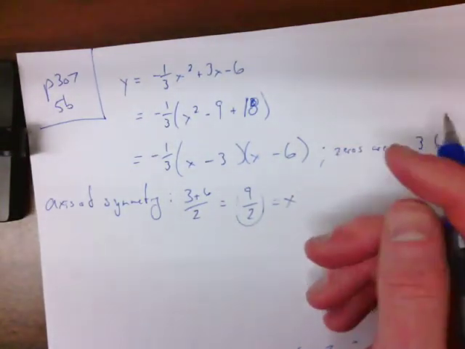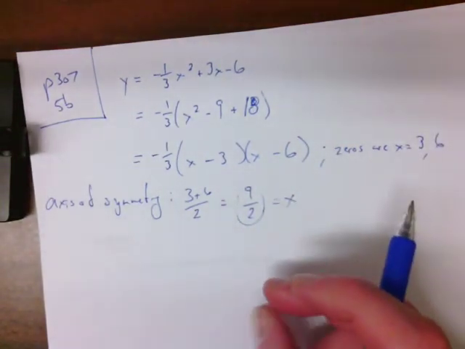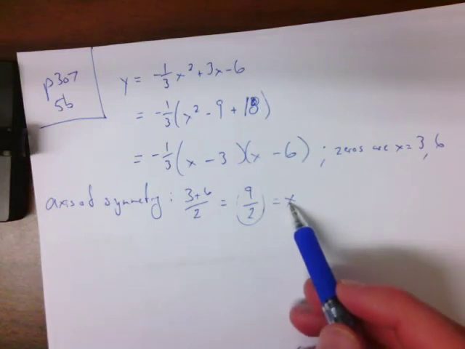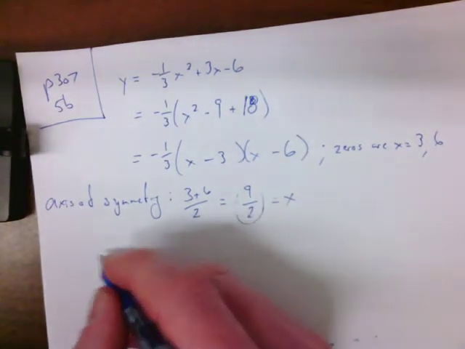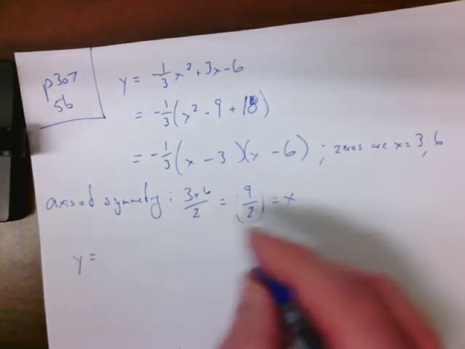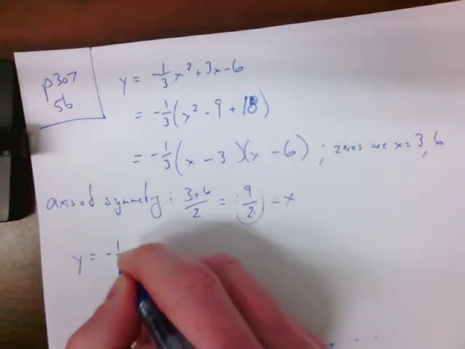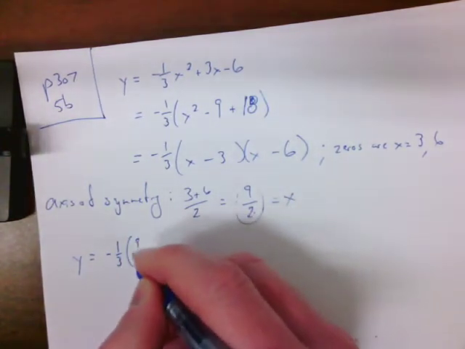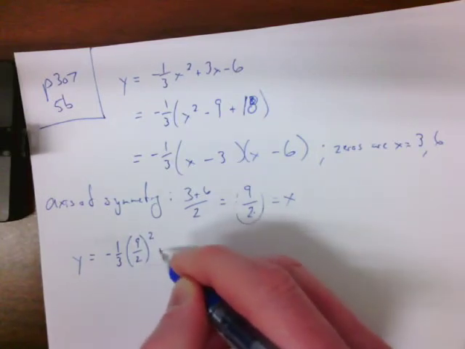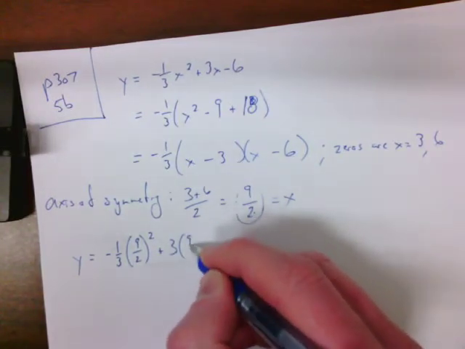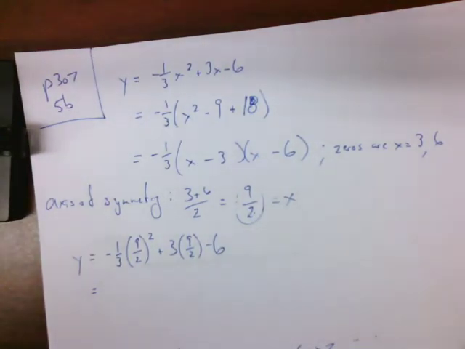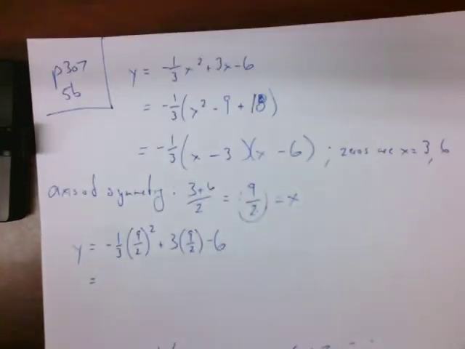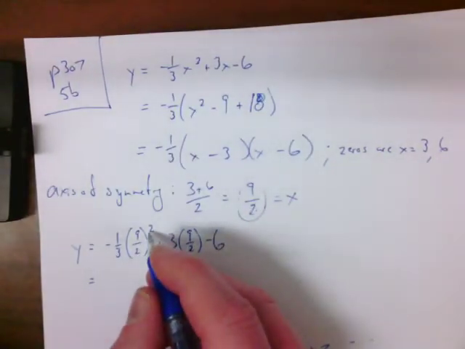And the coordinates of the vertex of the graph of each quadratic function. So the x value of the vertex is 9 over 2. What's the y value? Well, y equals, so we plug this in for all x values. Negative 1/3 times 9 over 2 squared plus 3 times 9 over 2 minus 6. So that equals, I didn't give myself enough room because I'm trying to save space on paper, but anyways, 9 squared is 81.